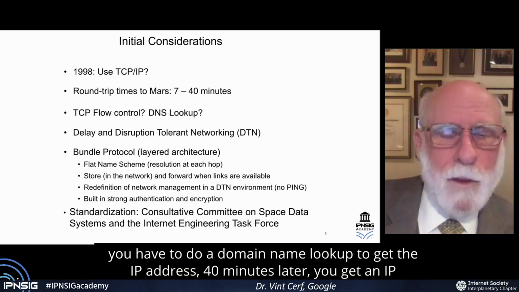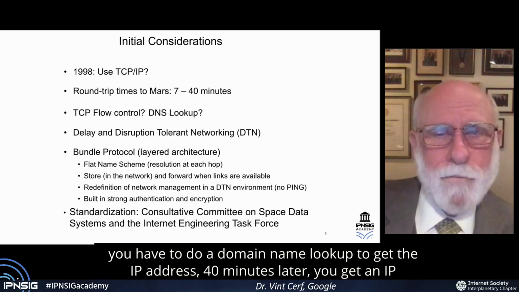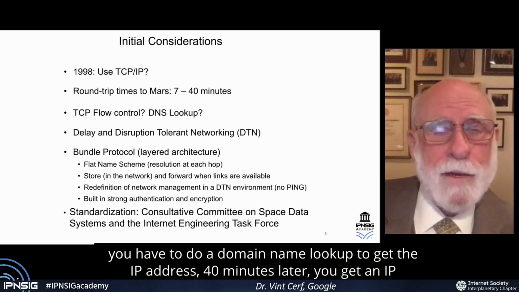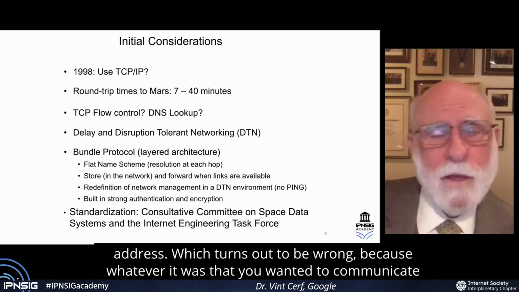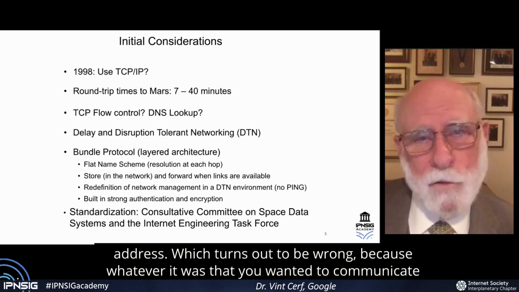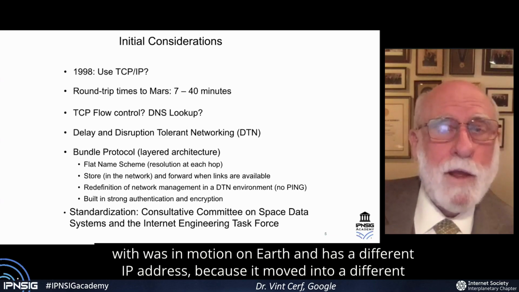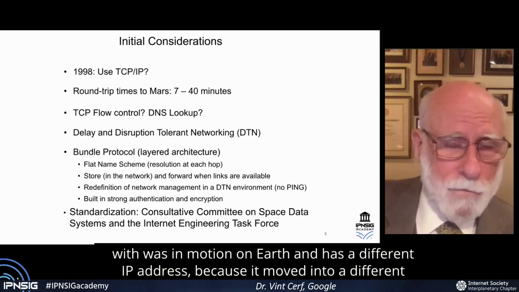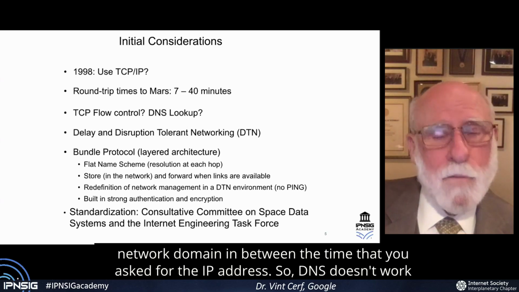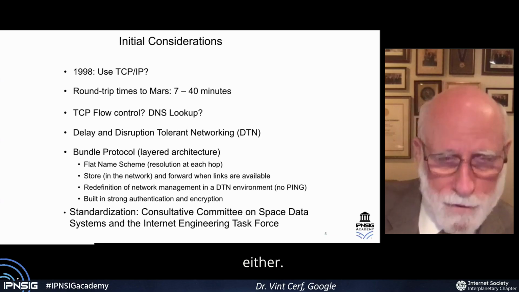And then we looked at the domain name system and imagined the scenario. You're on Mars, you want to get in contact with something on Earth, so you have to do a domain name lookup to get the IP address. 40 minutes later, you get an IP address, which turns out to be wrong because whatever it was that you wanted to communicate with was in motion on Earth and has a different IP address because it moved into a different network domain in between the time that you asked for the IP address. So DNS doesn't work either.